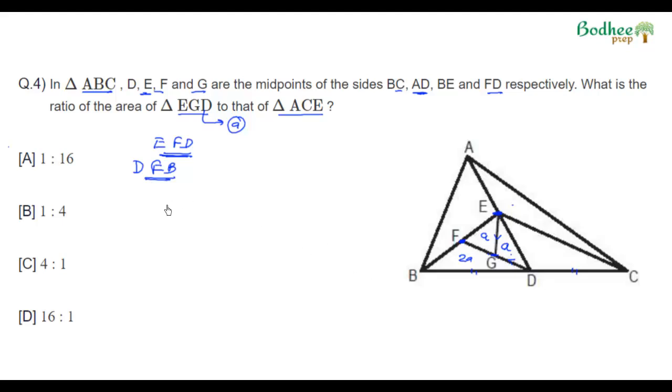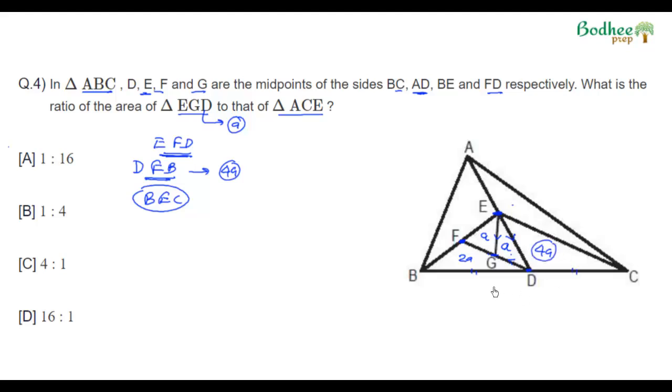Further, if we focus on the triangle, say BEC, in this triangle ED is the median, right? Because D is the midpoint of BC, and area of triangle EBD, if I combine them, this is nothing but 4 of A. So clearly we can say that this area will also be equal to 4 of A, right?